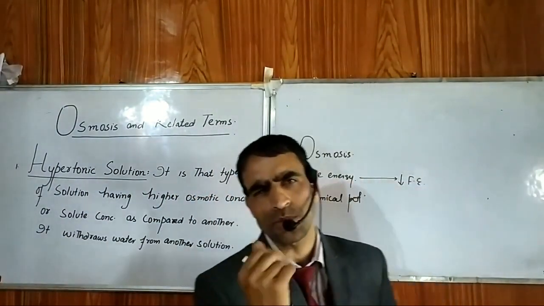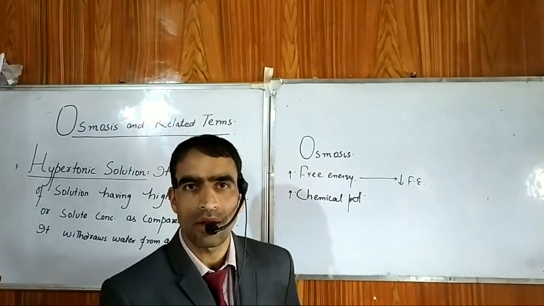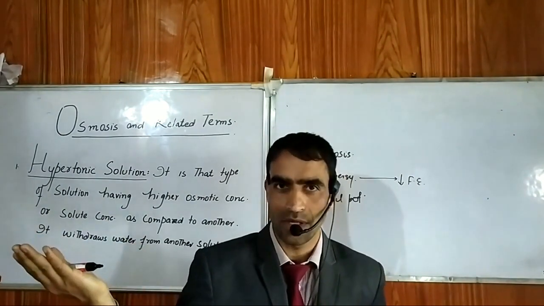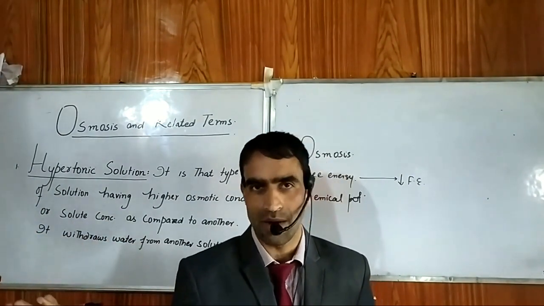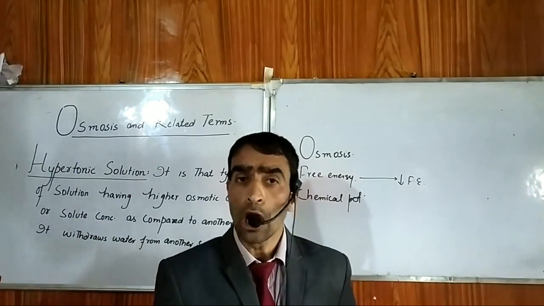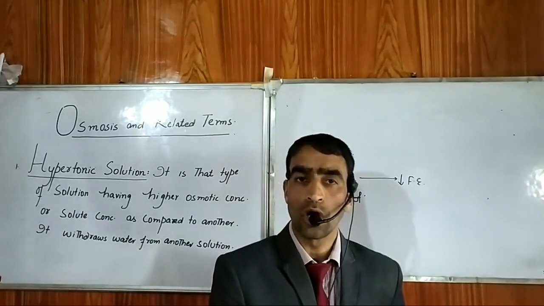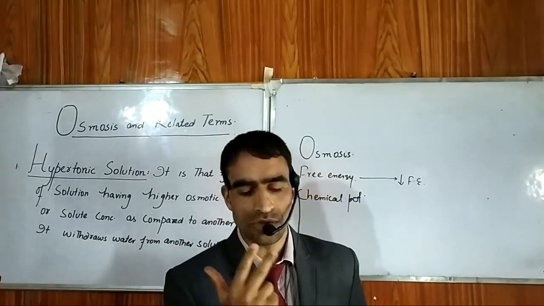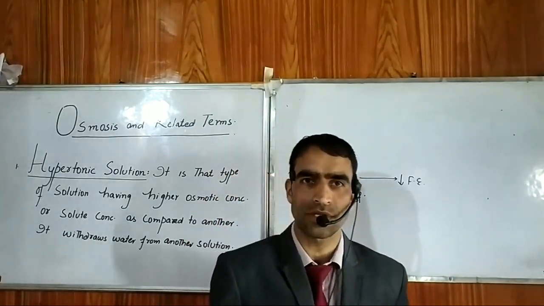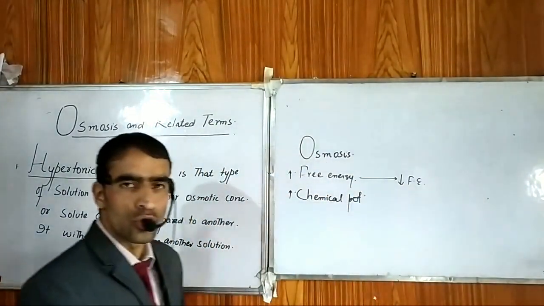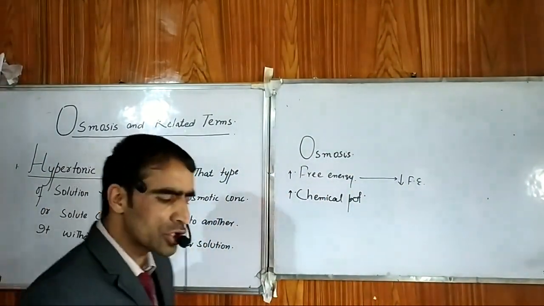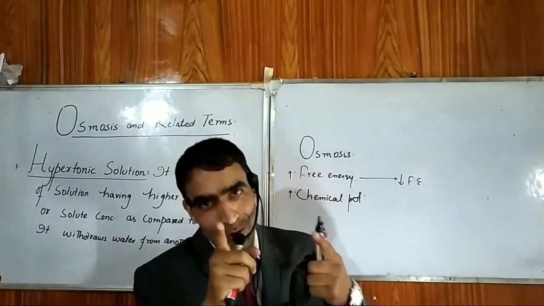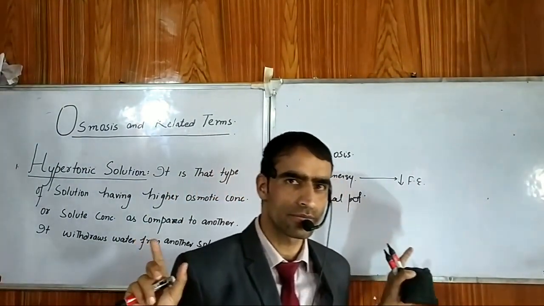It is comprised of two words. Hyper means more, like hypertension, hyperglycemia: more pressure, more glucose levels within the body. Hyper means more. Tonic means tonicity. What is tonicity? It is related to the solute concentration. बेटा, hypertonic solution का मतलब है वो solution जिसमें solute concentration ज्यादा होती है. ये आप लोग मुझे बता रहे हैं, but it is wrong.